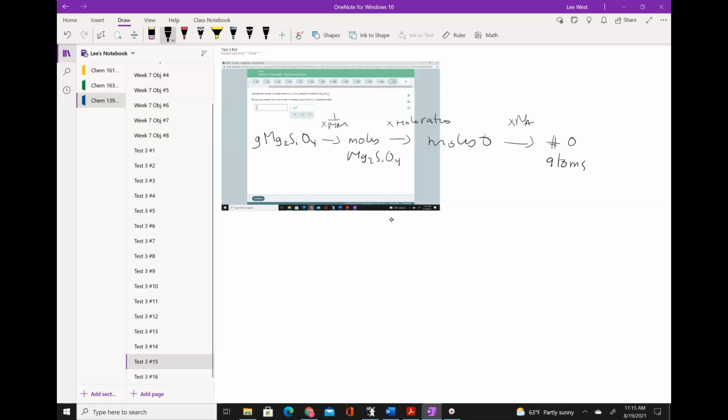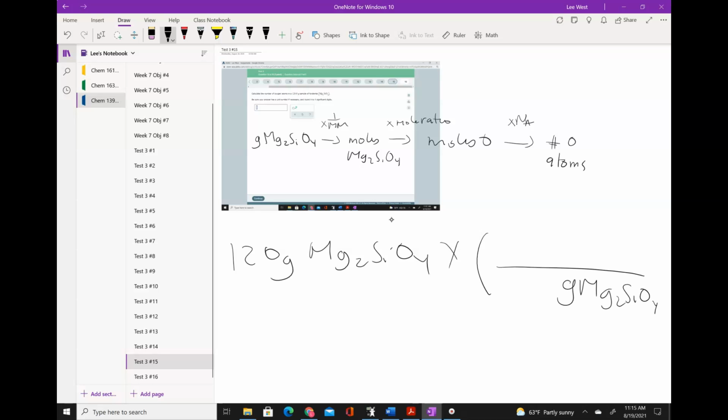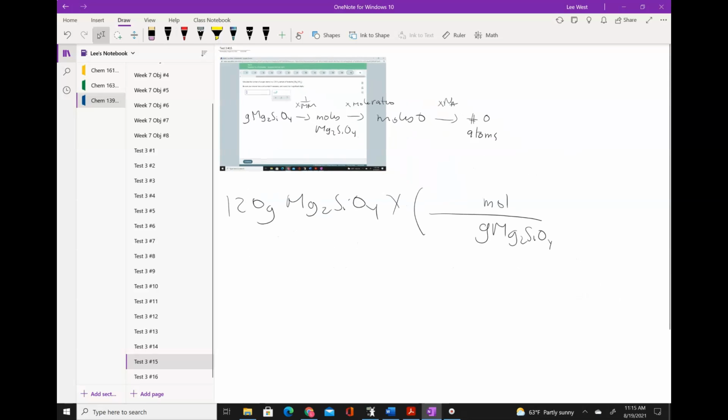You want one of those diagrams that shows you how to move around these conversions on hand, and you want to know how to use it. So we've got 120 grams of Mg2SiO4, and so my first conversion factor has to have grams of Mg2SiO4 on the bottom, and I want to be turning that into moles of Mg2SiO4. This is what we call the molar mass, the number of grams in 1 mole.